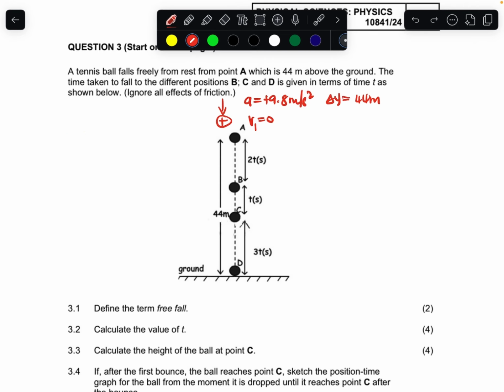Now let's draw this and see what we can get out of this. Very important to make a diagram. This is the height where it was dropped. It was dropped here. So it's going to go down and hit the ground. So we know this is A, and probably B there, C there, and D there, right?